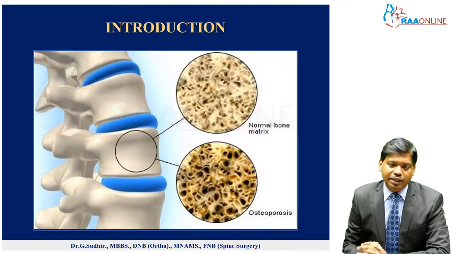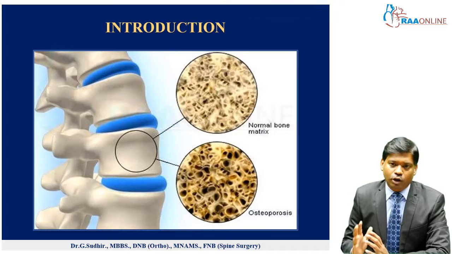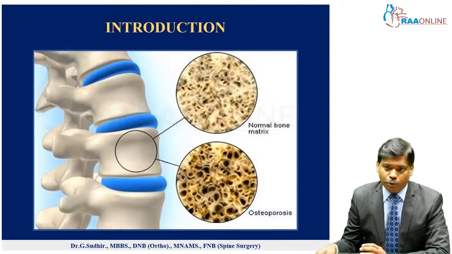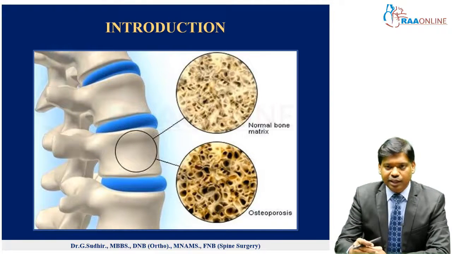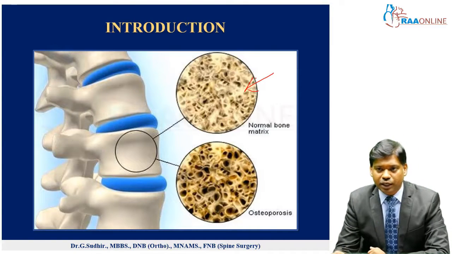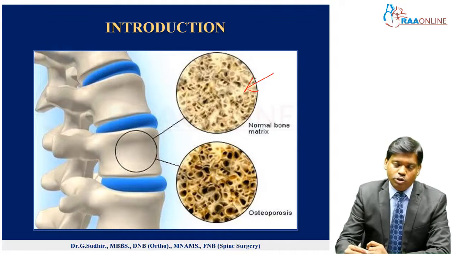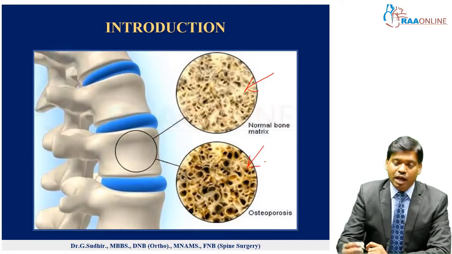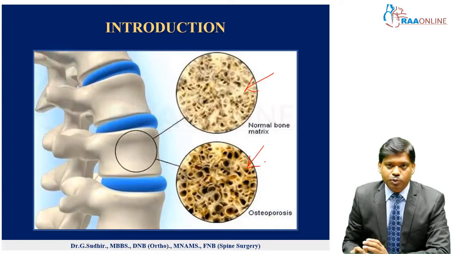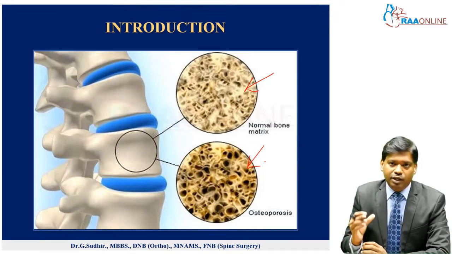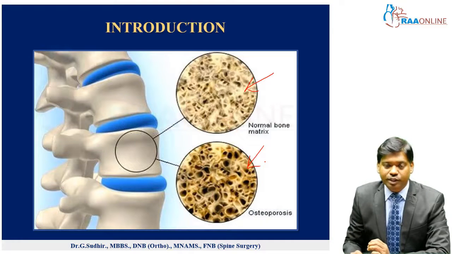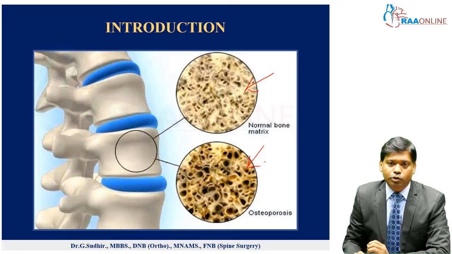So this is a schematic representation of normal bone matrix and osteoporosis. You can see very clearly that in a normal bone matrix there is an intense amount of bony trabeculae and the space between the bony trabeculae is very less. Whereas in osteoporosis the bony trabeculae have reduced and the space between them is increased, which means the bone mineral density is reduced, and because of this the bone becomes very fragile and susceptible to fractures.